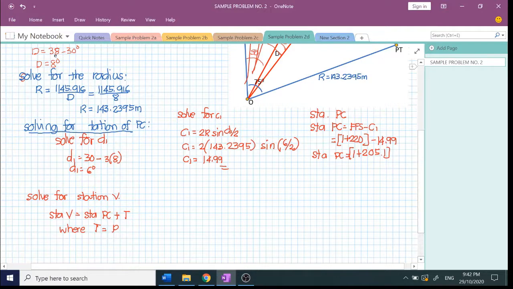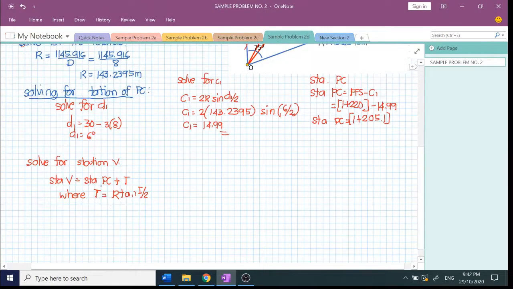I is given, and r is already computed. So we can solve for T, where the radius is given here: 143.2395 times tangent of our given I, which is 75, divided by 2. When we substitute the values, we can solve for the tangent distance equal to 109.91.